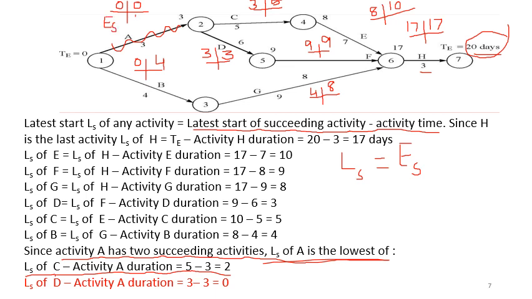This is the ES value, and on the right hand side it is LS. See, all activities which have ES and LS values equal: you can see activity A, ES is equal to LS. Activity D, ES is equal to LS. Activity F, ES is equal to LS. H, ES is equal to LS.